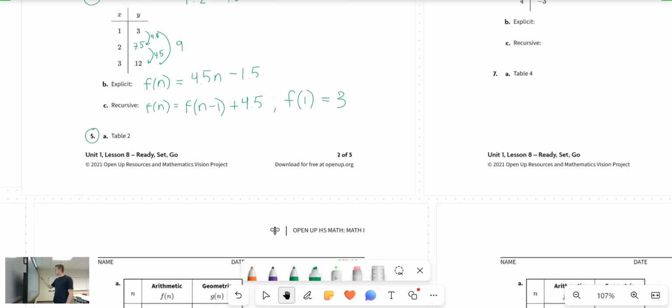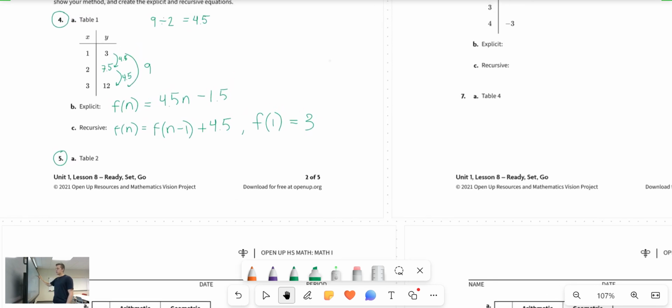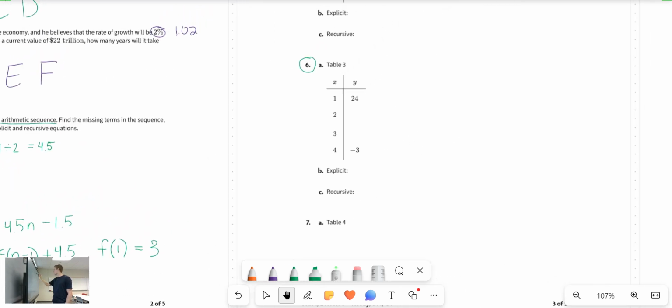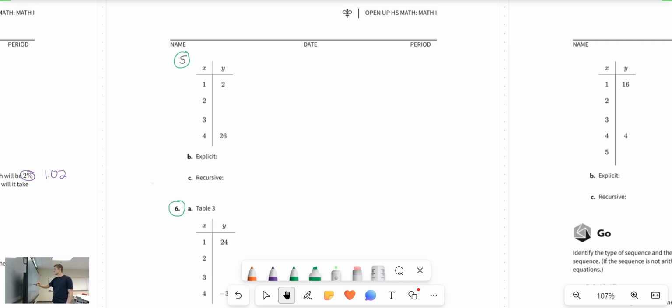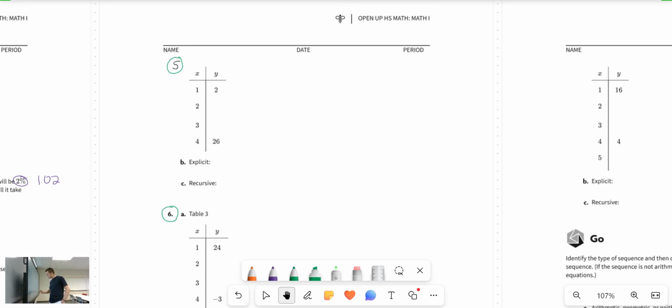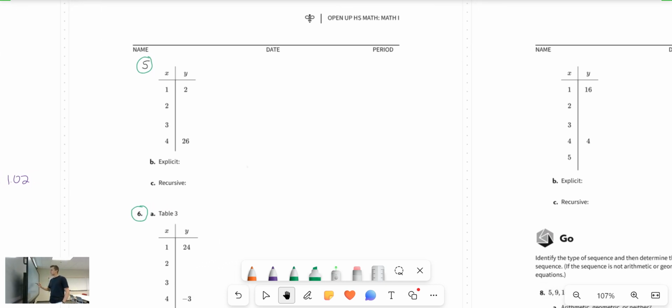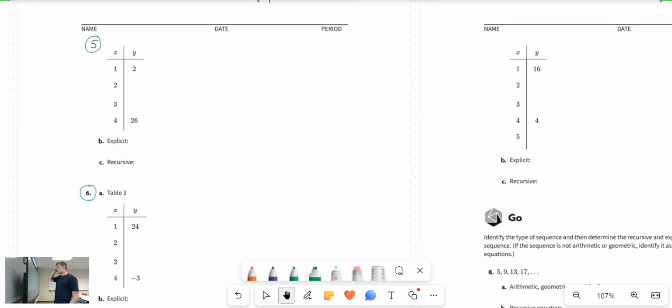And it looks like question 5 goes on to the next page. So I have copied it up at the top of the next page. There we go. Here's our 5 circled. So we've got question 5. Let's do that now. All right, remembering we are still doing arithmetic sequences.